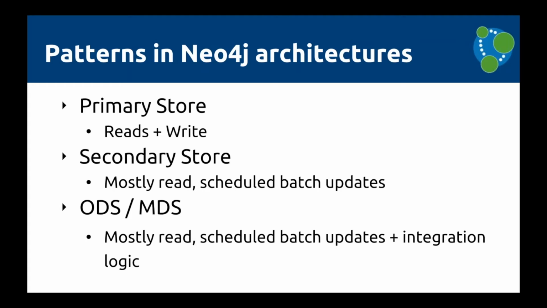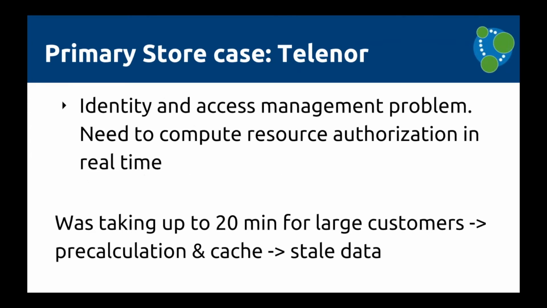The third one is where Neo is used as the hub for integration of data from different sources. It will be, again, some kind of secondary store, but we find it differentiated from the other case because it's used in this context of integration, bringing in data from different sources and adding the integration logic on it. Right. So the first one, and we're going to look at it with an example.